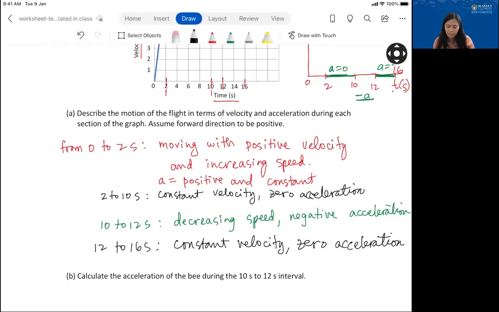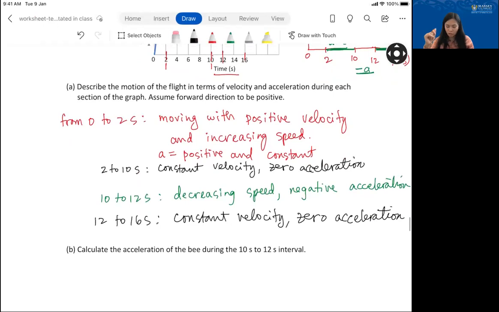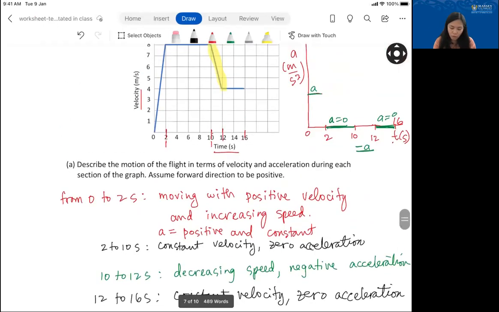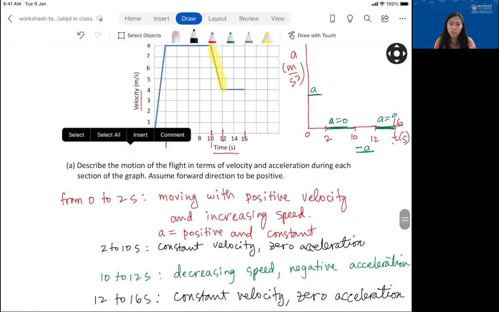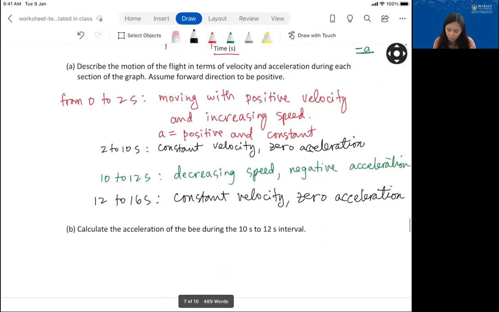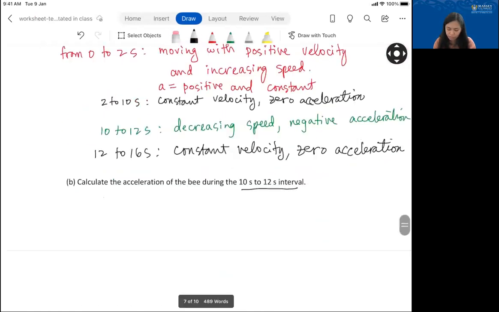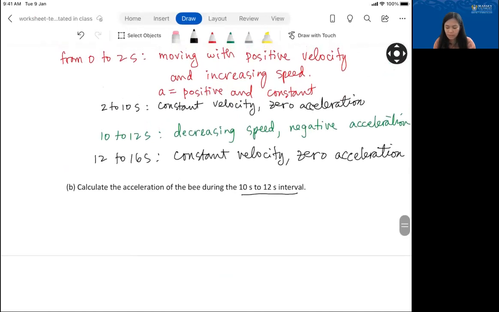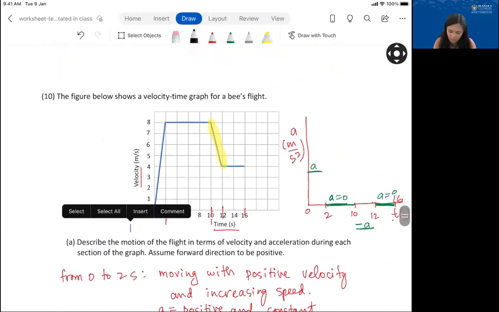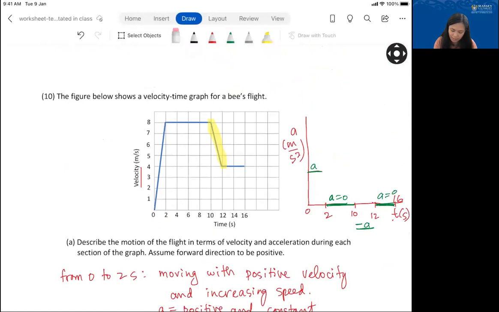And the next question asks us to explicitly calculate the acceleration of the bee during 10 to 12 seconds. And as I've asked earlier, and Anato answered, given a velocity time graph, the acceleration is the slope. But we need to get the slope between 10 seconds to 12 seconds interval. So 10 seconds, let me tidy up our graph. Okay, 10 seconds to 12 seconds interval is this one.